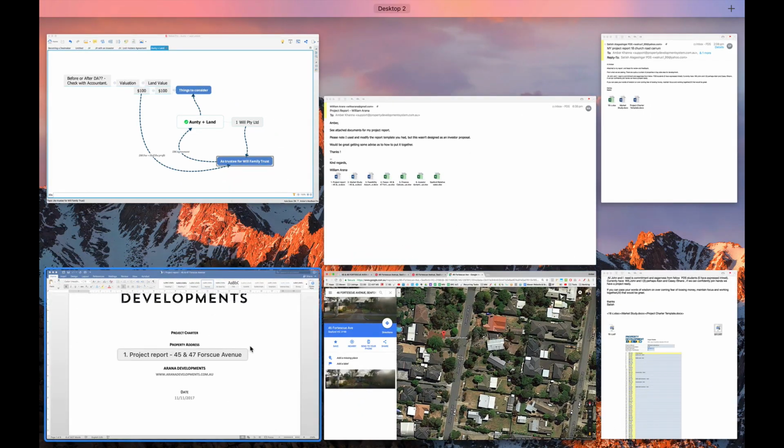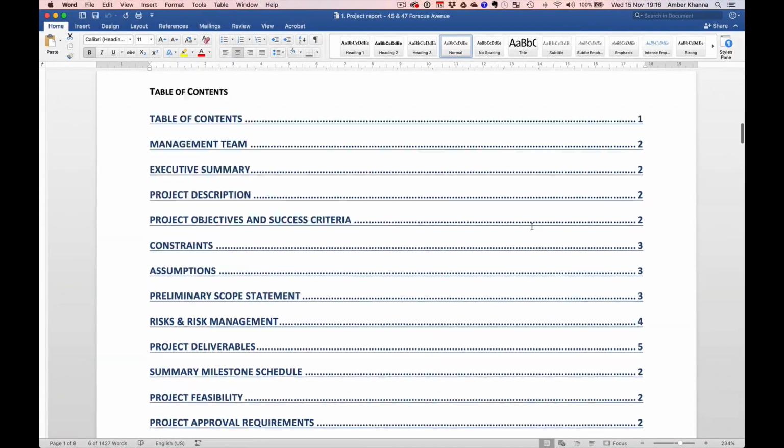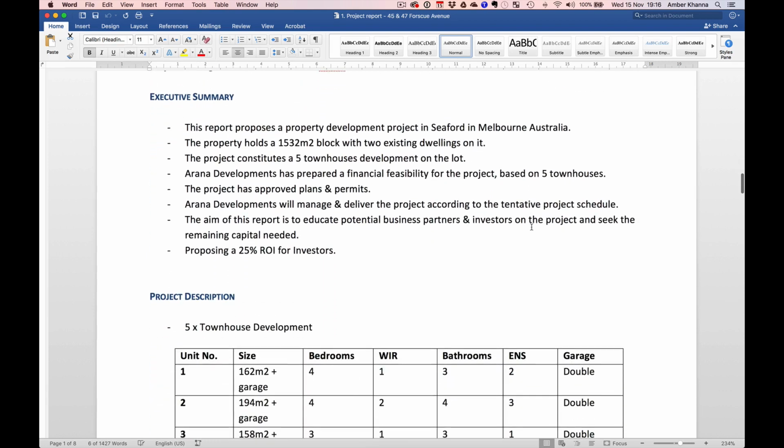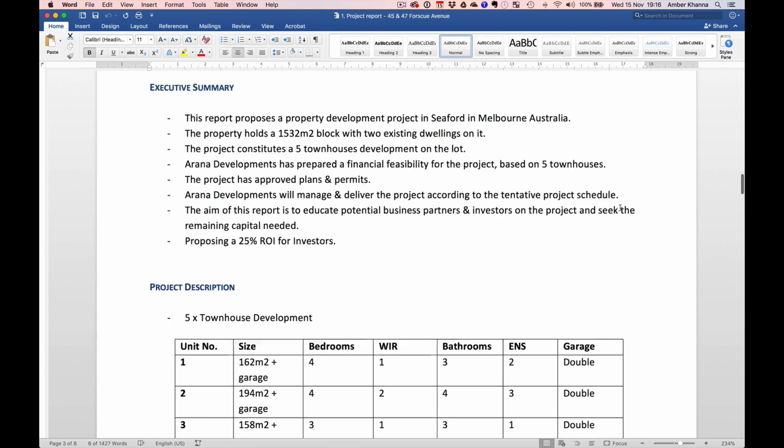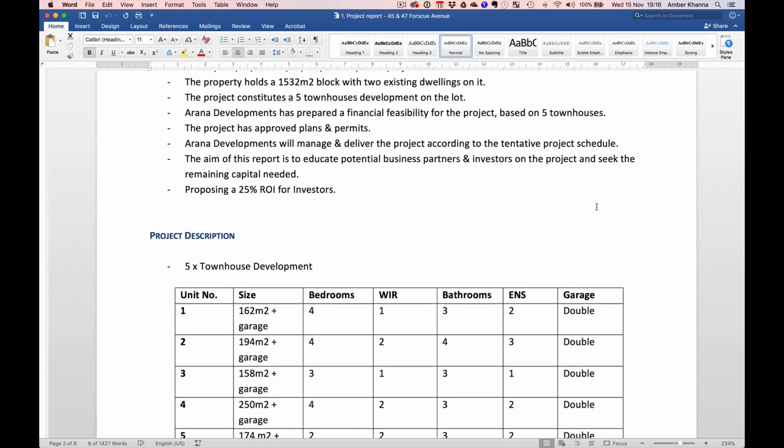I'll look at the feasibility in a second, but let's just go through this report. The project had approved plans and permit. Durham has prepared a financial feasibility for the project based on five townhouses. We will manage and deliver the project according to the tentative project schedule. The aim of this report is to educate potential business partners.